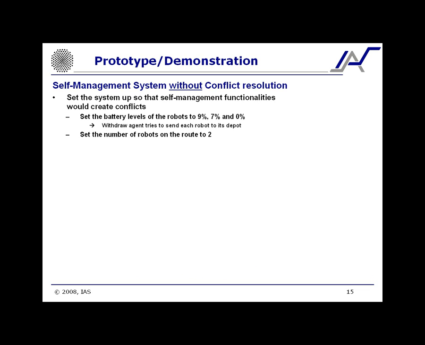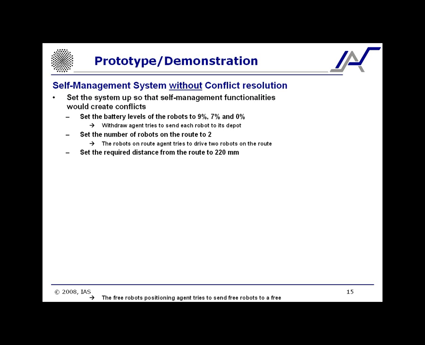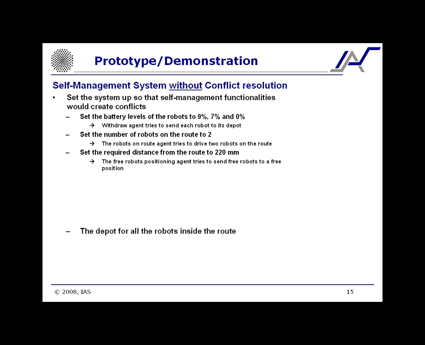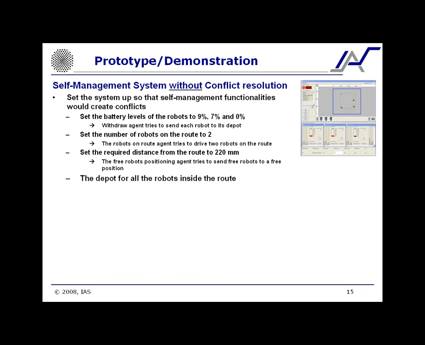Next, I set the number of robots on the route to 2. This results in the robots en route agent trying to drive the robots on the route. Or like, it tries to drive 2 robots on the route. Next, I set the required distance from the route to 220 millimeters. So every time there's a free robot, the free positioning agent tries to send this robot to a free position. Finally, the charging station for the robots was set to be inside the route. So over here is the demo.